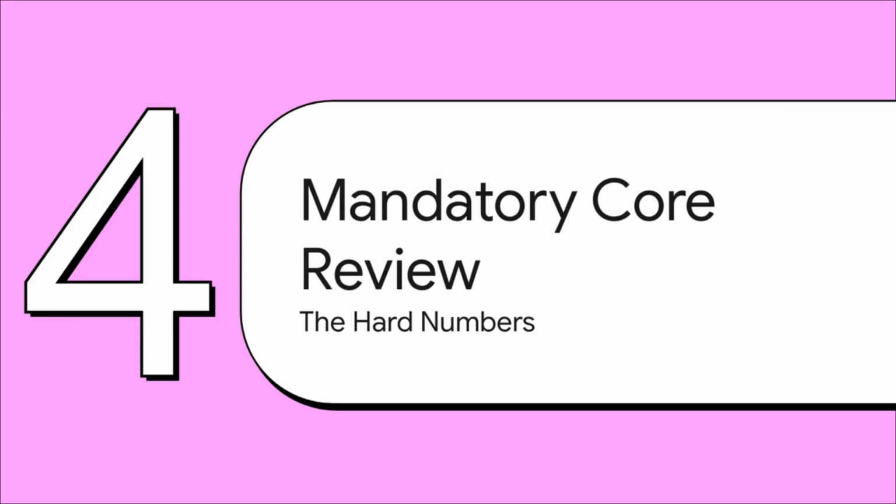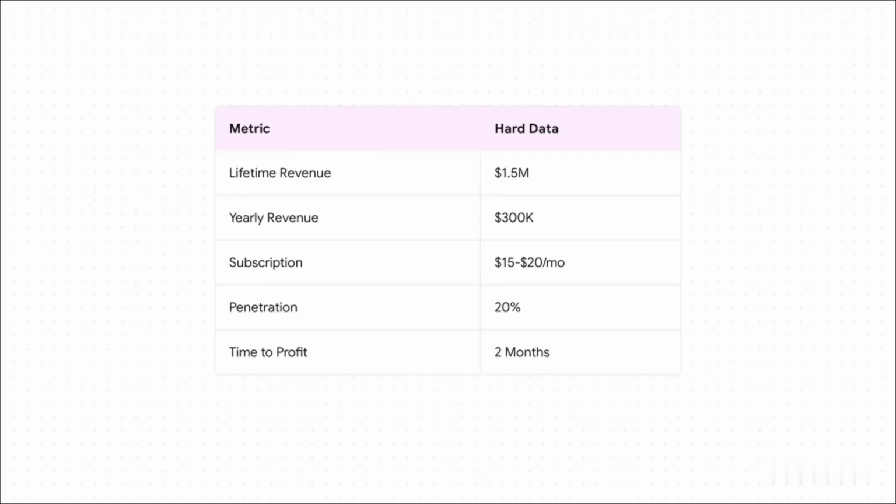All right, we are at the end, which brings us to our mandatory core review. Let's lock in these facts. I highly recommend taking a screenshot of this exact fact inventory right now. Here are the hard metrics. Lifetime revenue sits at $1.5 million. Yearly revenue is $300,000. The subscription pricing relies on a low-friction $15 to $20 per month. He achieved a staggering 20% market penetration in federal prisons, and his time to strict profitability, exactly 2 months.